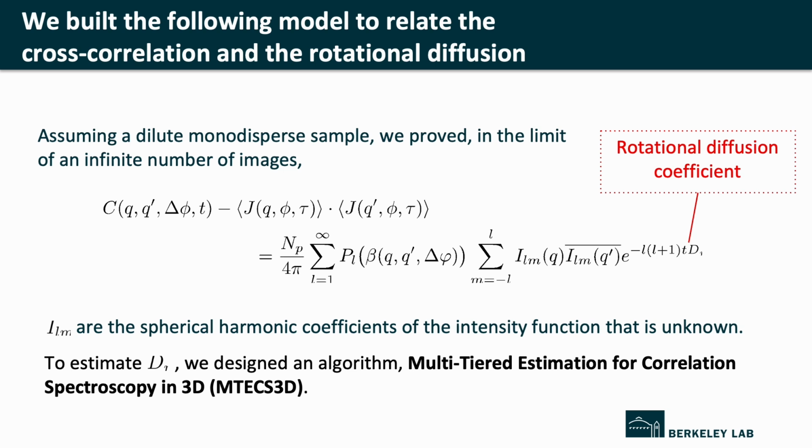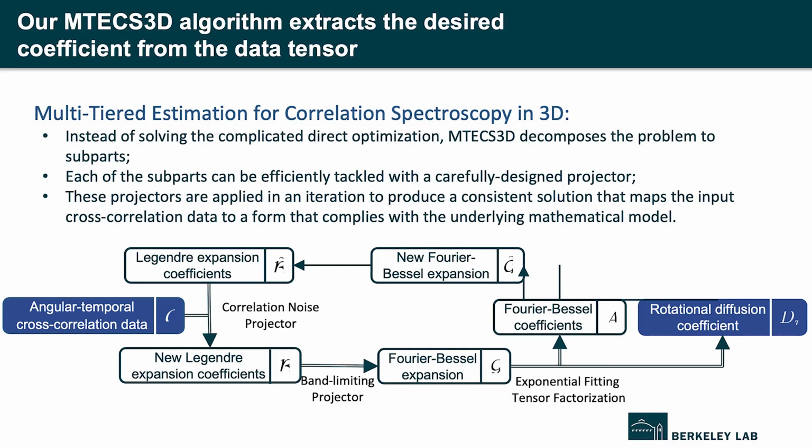To estimate DR, we designed an algorithm called multi-tiered estimation for correlation spectroscopy in 3D. So our MTAC 3D algorithm extracts the desired coefficient from the data tensor in this way. Instead of solving the complicated overall optimization, it decomposes the whole thing into several subparts. Each of the subparts represents a specific constraint we developed from the mathematical model, and each can be efficiently tackled with a carefully designed projector. Each one of the projectors enforces one specific constraint.